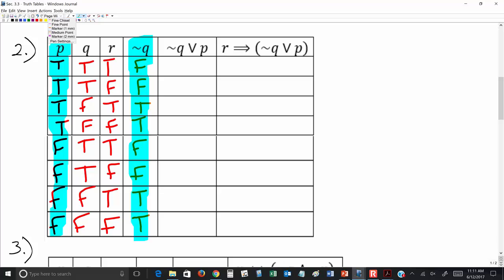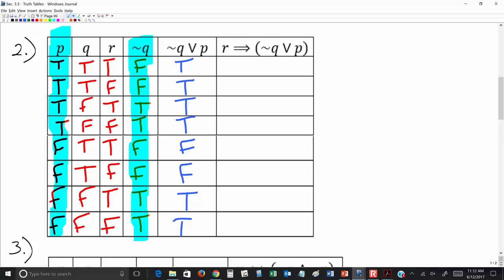With the or statement, the only time that it is false is if they are both false. As long as just one of them is true, it's going to be true. So that's going to be 4 T's here because I know P is true on the first 4 lines. Then I'll have a couple of F's because they're both false, and then a couple more T's because not Q is true on those.